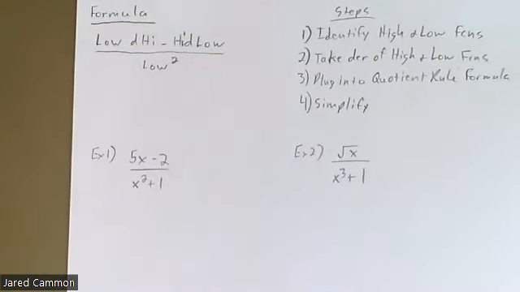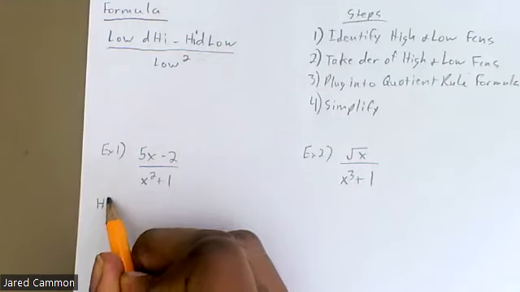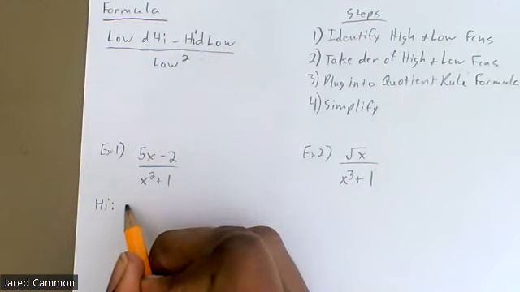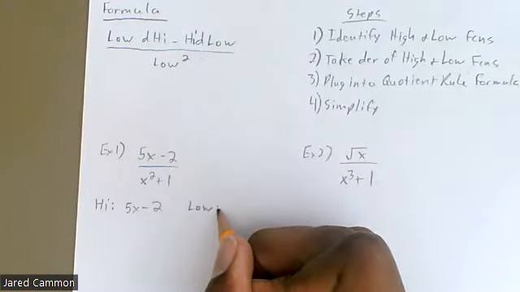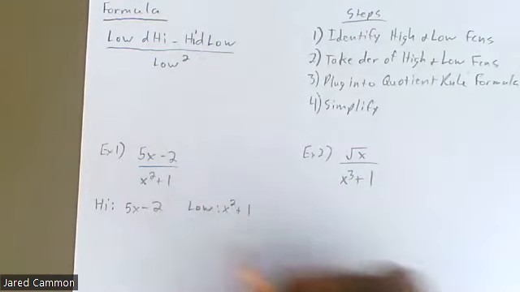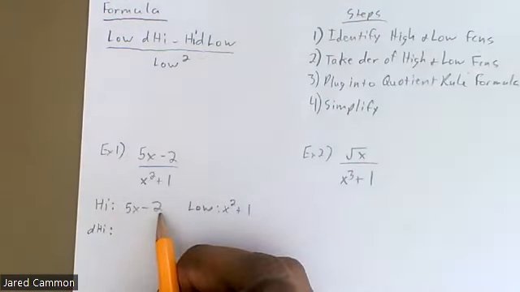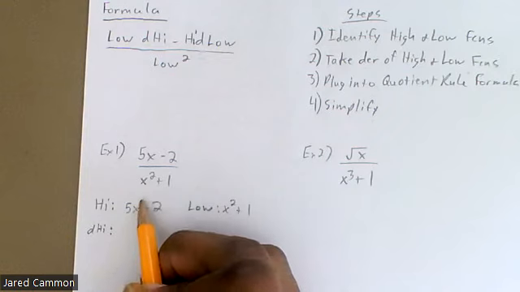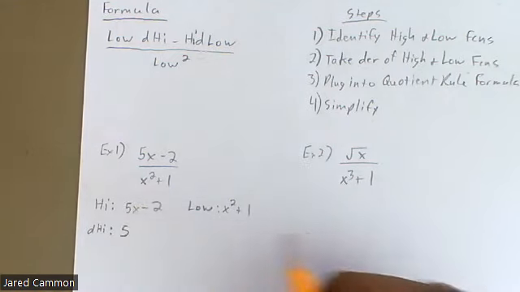Okay, so step number one, identify the high and low functions. I like to write it down that way. It's real easy to remember. My high function is going to be 5x minus 2. My low function is going to be x squared plus 1, because that's at the bottom. Then I take a derivative. So d high, or the derivative of the high function, is going to be the derivative of 5x. When you just have an x with no exponent, or essentially an invisible 1 as an exponent, you just take the coefficient. So the derivative is just going to be 5.